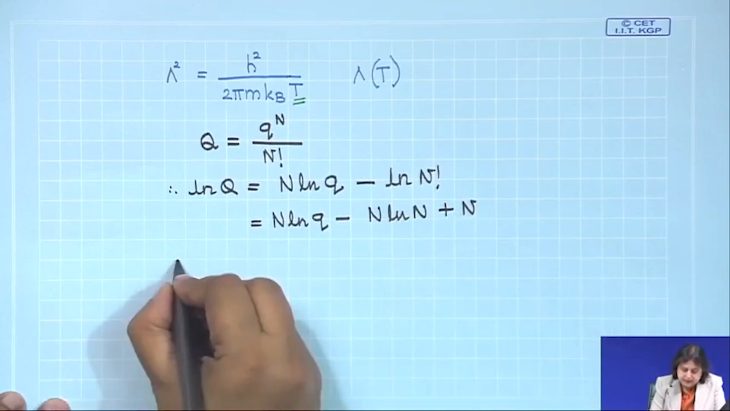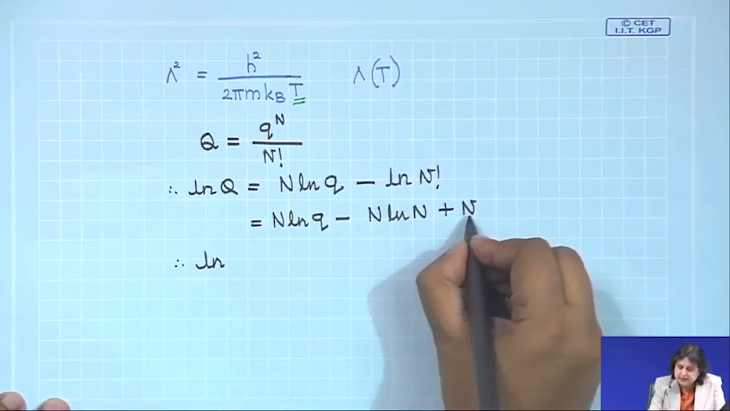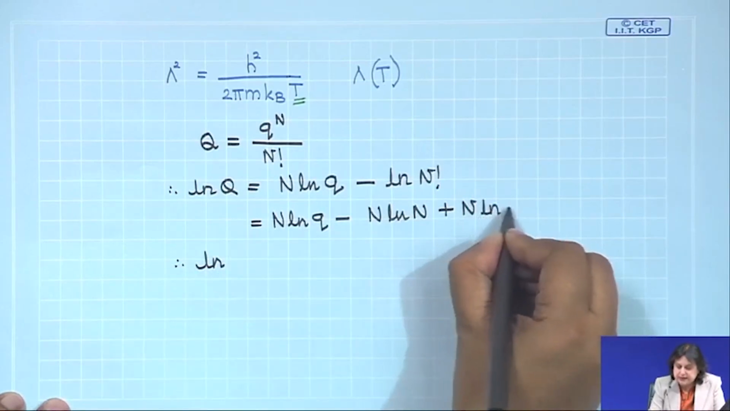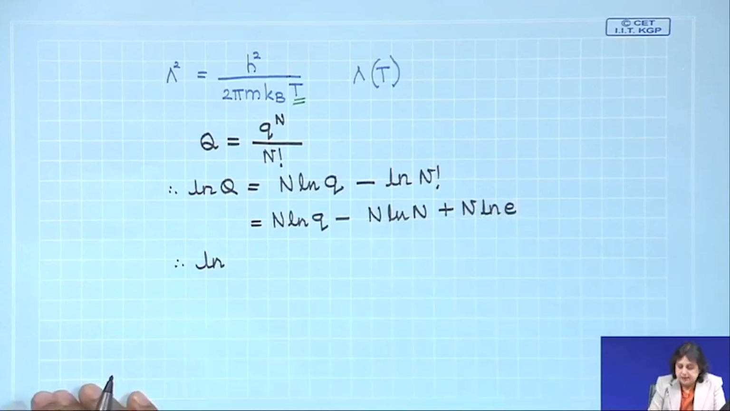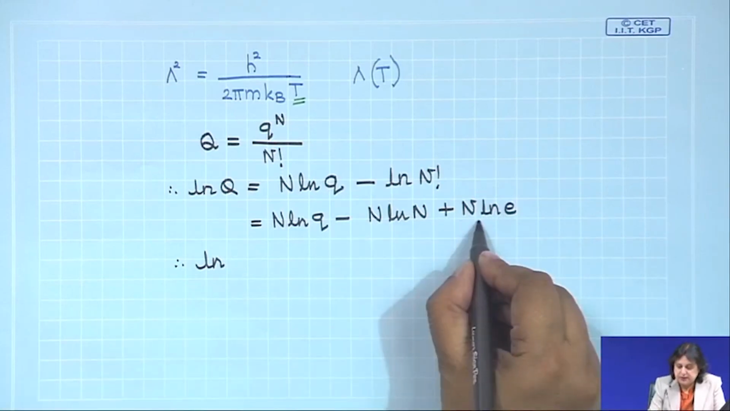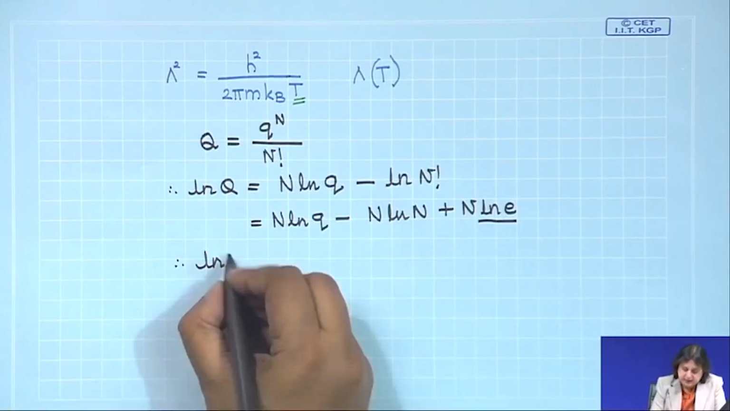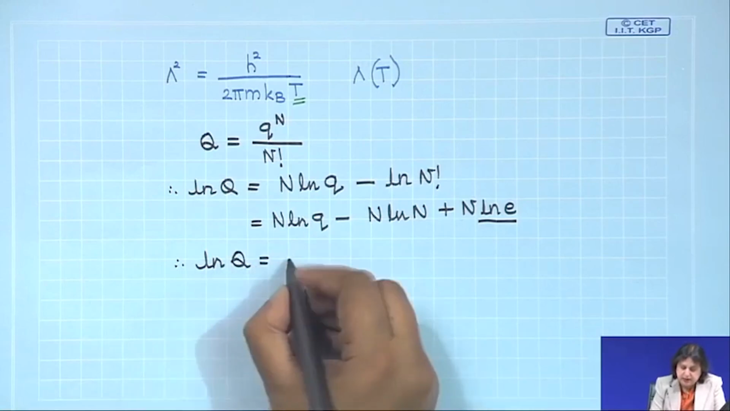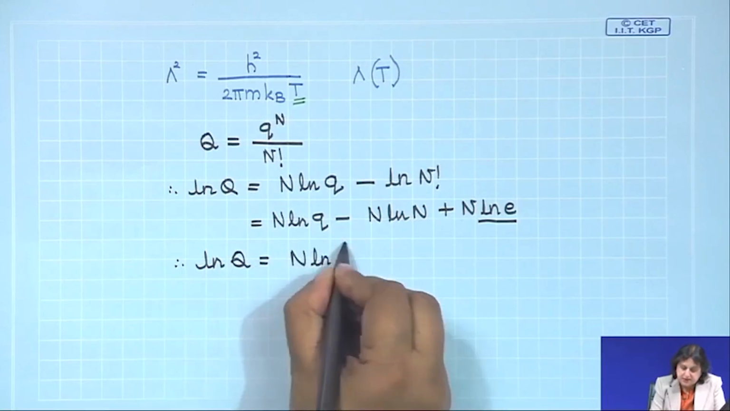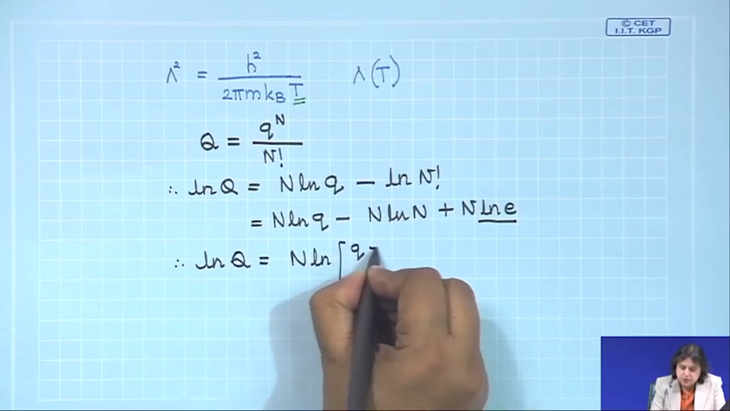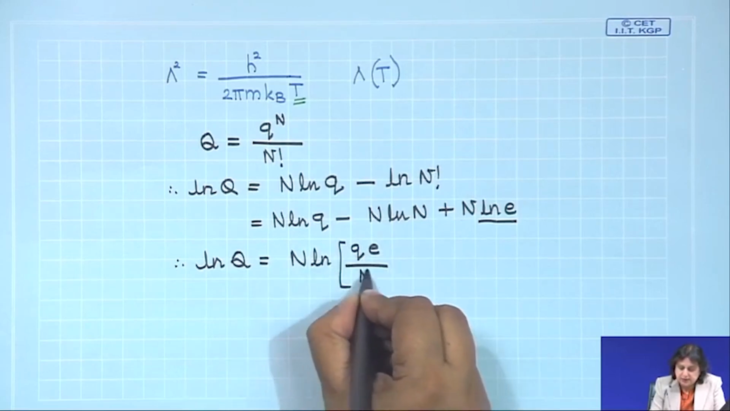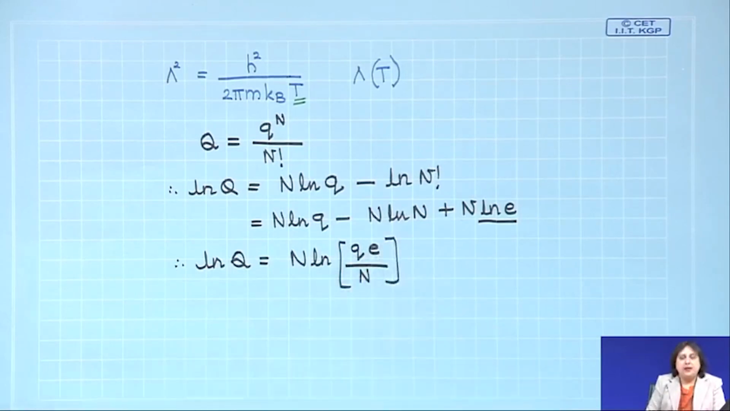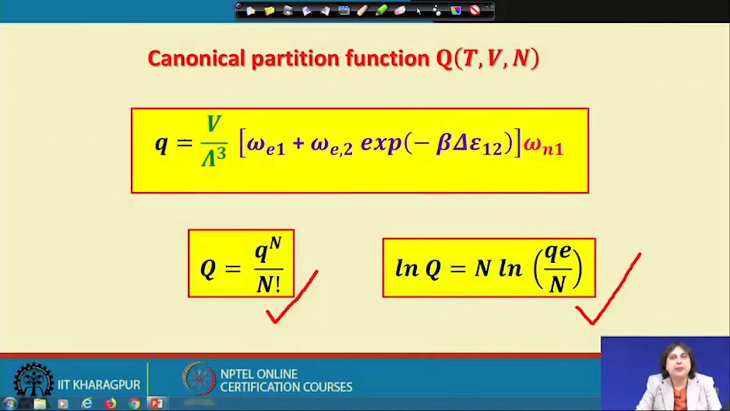Okay. And therefore, what I will do is actually this N I am going to replace by capital N, ln e, I mean this is nothing but 1. So, that tells me that ln Q can now be simplified and written as small q e divided by capital N, and that is exactly what I have shown you here.